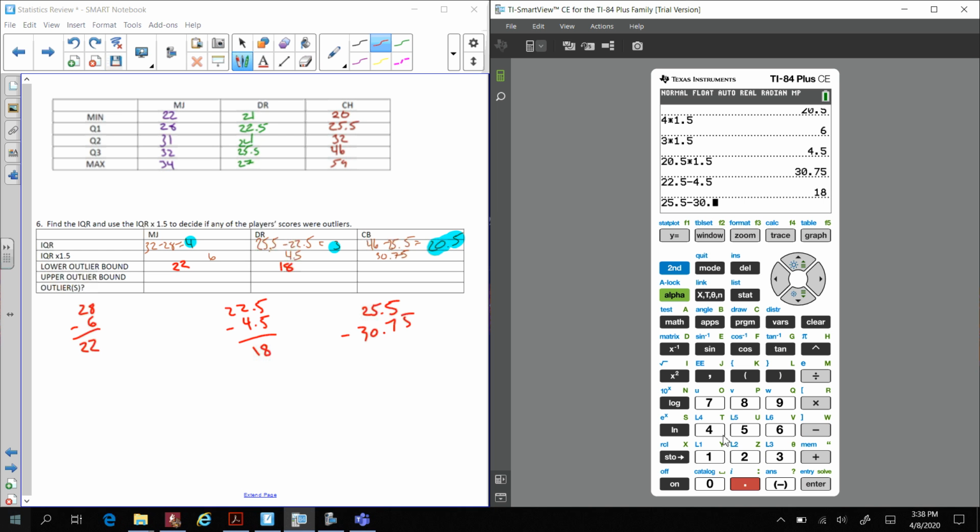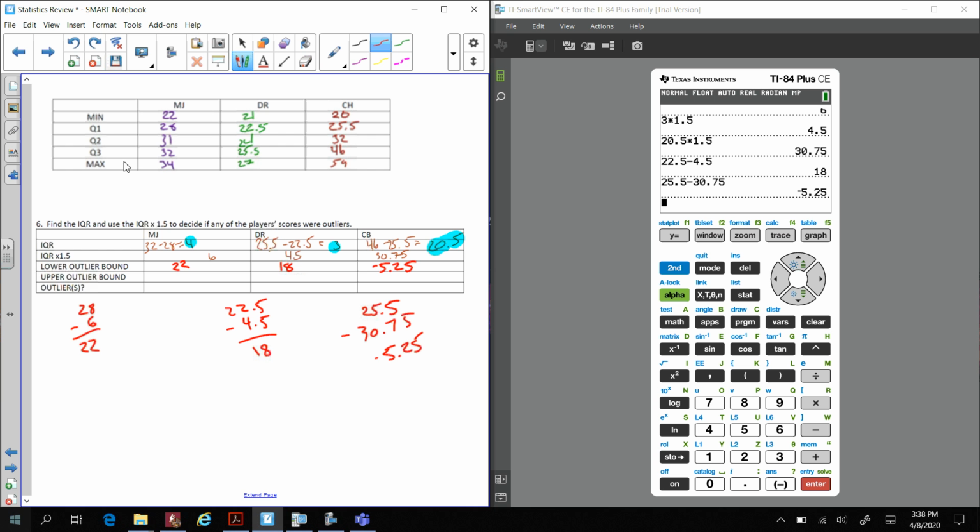You can't have a negative number in basketball scoring, but to be an outlier it would have to be below negative 5.25. Cool. So we found the boundaries. Now let's go back and look at that information.